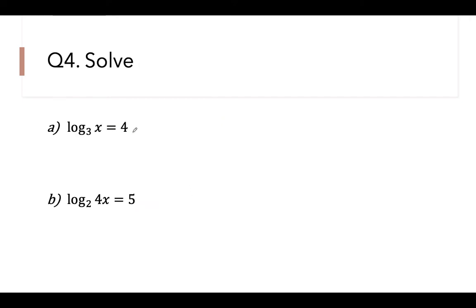Now this time we're going to solve for x. When you're solving, you never try to solve it in logarithmic form. Always turn it into exponential form. So let's change it into exponential form. 3 to the 4 is equal to x. Then punch it in your calculator. x is equal to 81. Okay, simple. Always change it into exponential form.